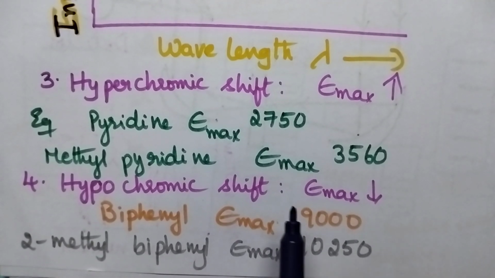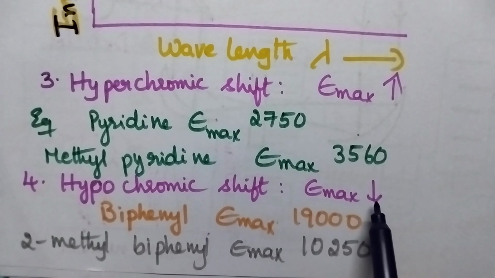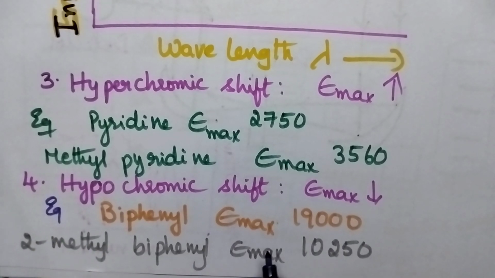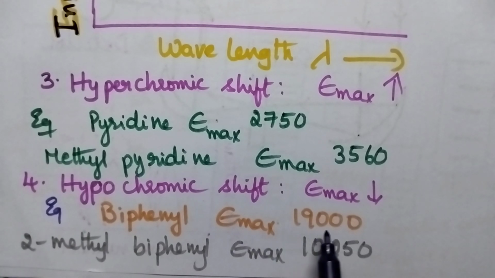Coming to the hypochromic shift, always it is accompanied by the decrease in the intensity. So if we consider biphenyl, it shows the characteristic absorption around 19,000. But whenever methyl group is introduced, that means in the case of 2-methyl biphenyl, the intensity of absorption will be dropped to 10,250. Here there is a decrease in the intensity of the absorption, and hence it is a good example for hypochromic shift.